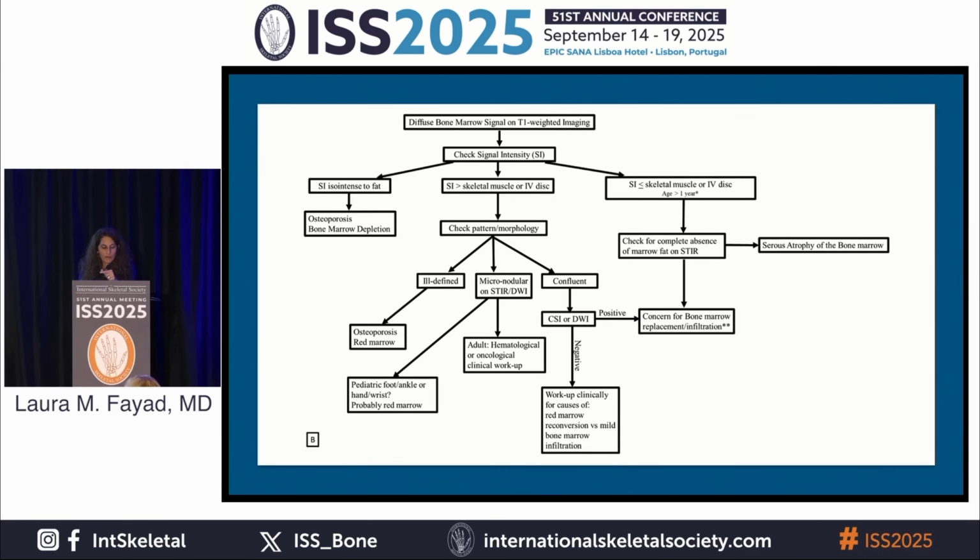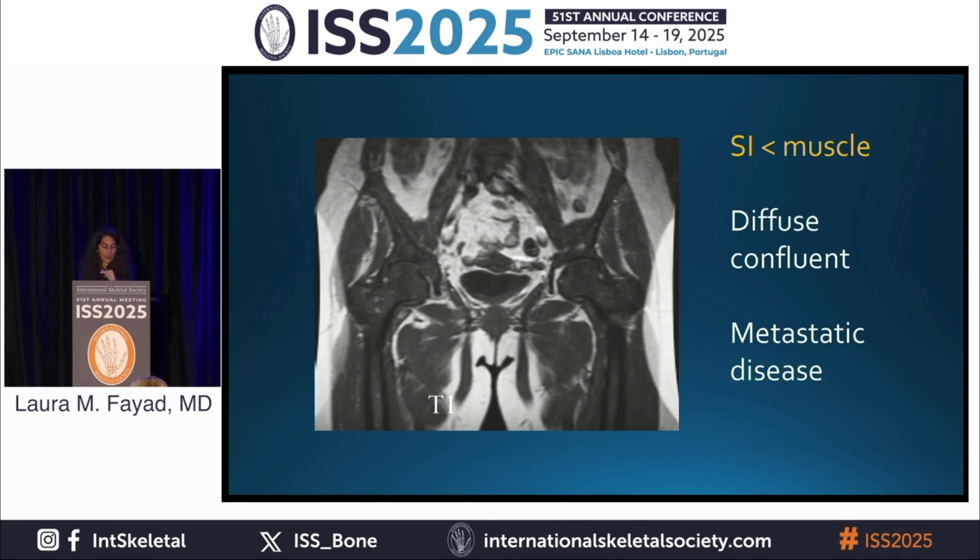And this is the algorithm for diffuse signal abnormality, which, like I said, it's all published online, so you can look it up later. And again, it starts with looking at the signal intensity and going from there into the patterns. And when you're not sure, you implement diffusion and chemical shift imaging and so on. And here's an example of a diffuse abnormality. Just again to highlight that there's this loss of normal fatty signal in the epiphysis, which really should be a red flag for you. As a radiologist, this is diffuse metastatic disease. And again, the marrow here is very dark, darker than skeletal muscle, so that's another clue.